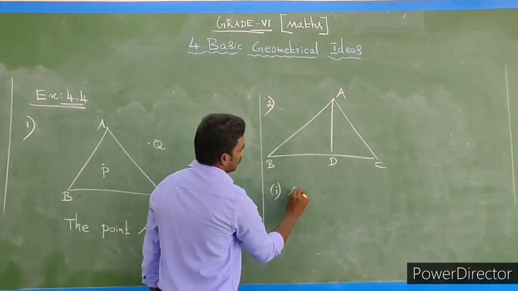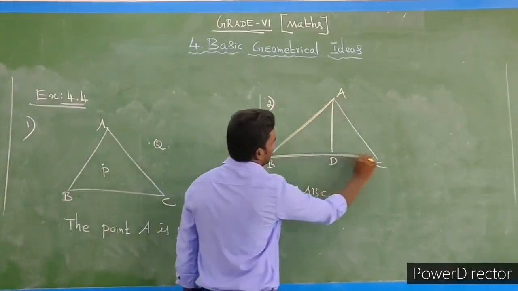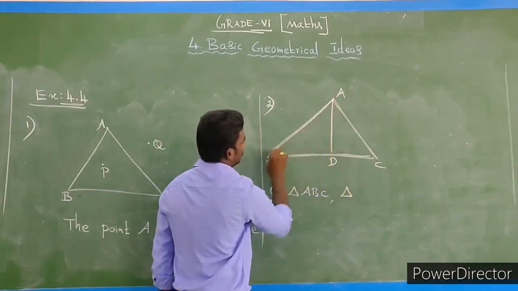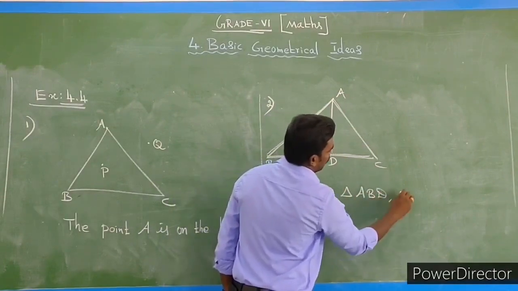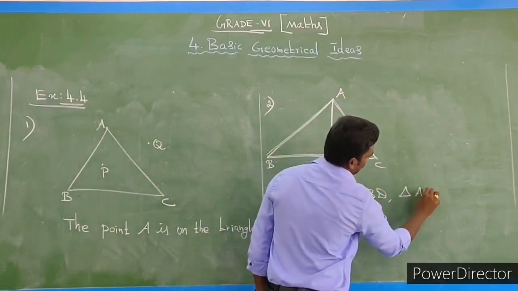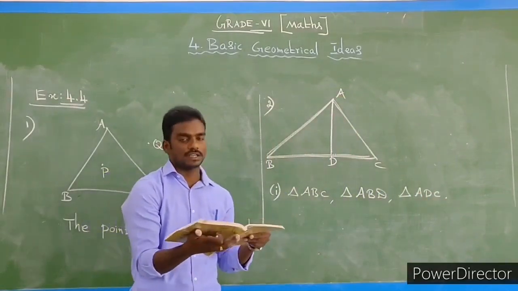Triangle ABC is the first triangle. What is the second triangle? Triangle ABD. What is the third triangle? Triangle ADC is the third triangle. So first one, identify three triangles, right?